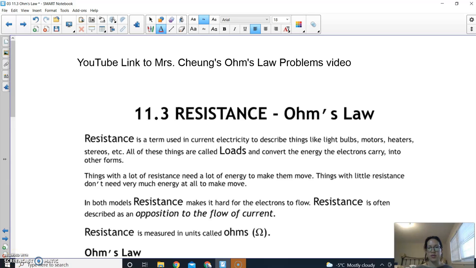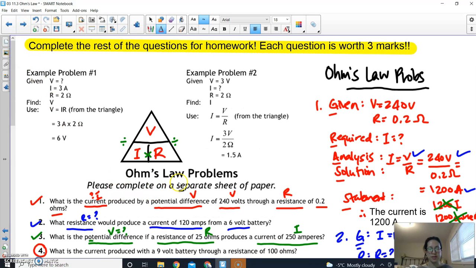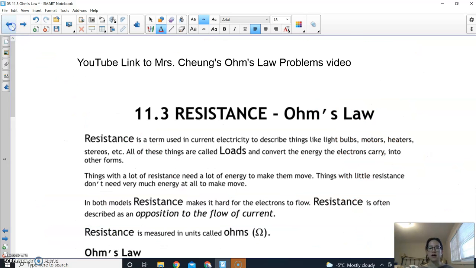Hi everyone, and welcome to 11.3 Resistance Ohm's Law, and we're now focusing more on Ohm's Law problems. In the last video, we focused on our conceptual understanding of how Ohm's Law plays out if we change the resistance but keep the voltage constant. What happens to the current, for example? But now we're going to use Ohm's law, V equals I times R, and use the formulas to calculate what the different numbers would be.